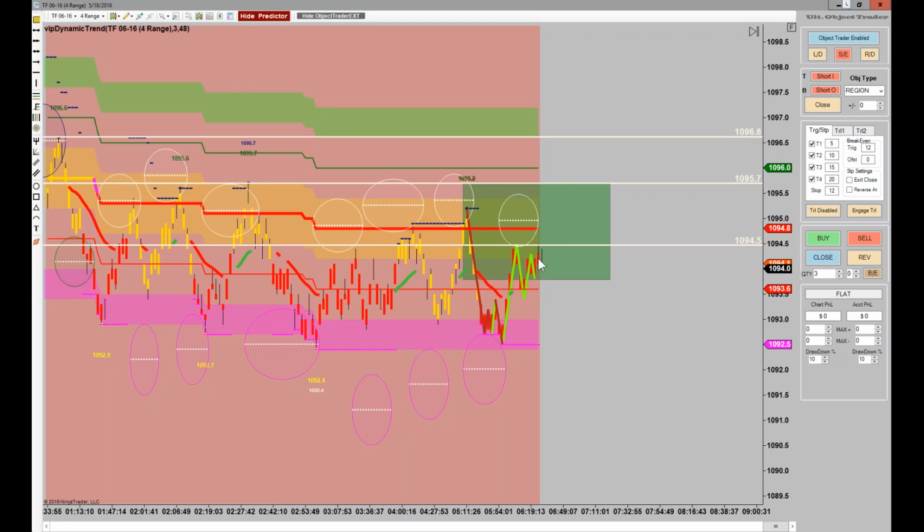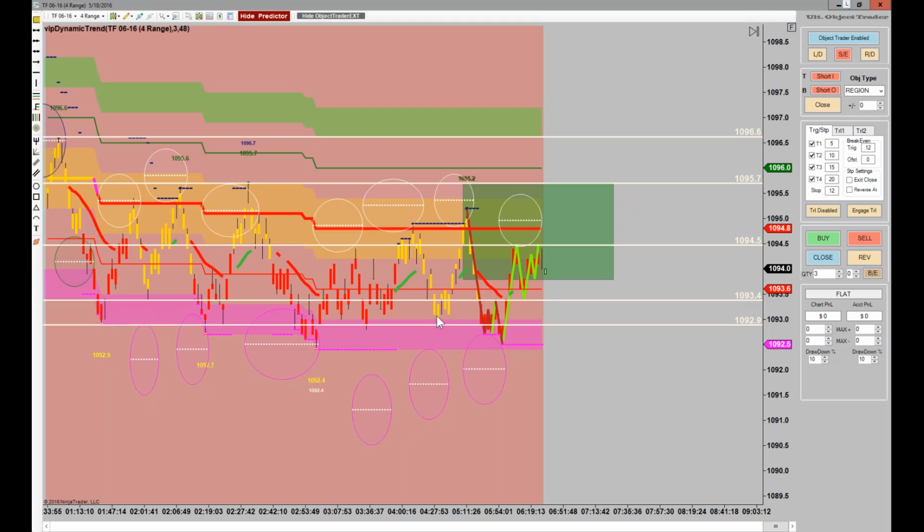So if this does break, where would your first target be? Well, it would be there, not much of a target, right? Then it would be across there, see that swing there? And then it would be right here. And we'll more than likely have an ellipse show up that'll actually target it for us.